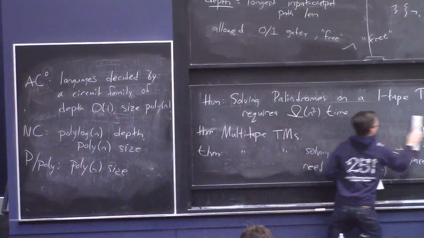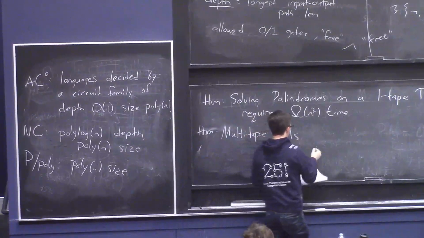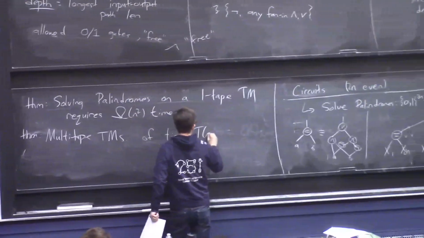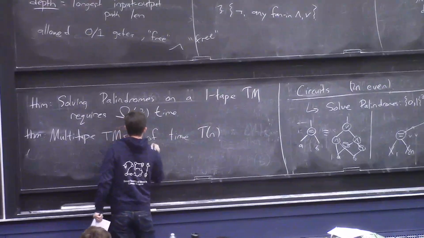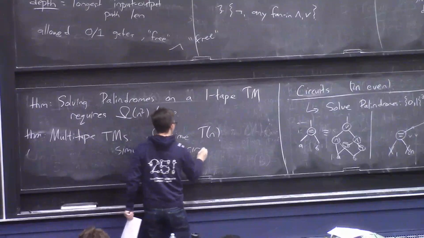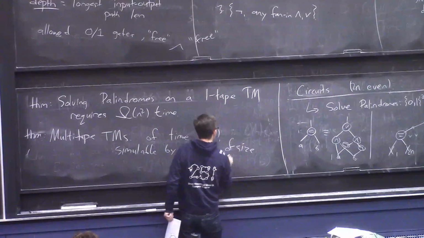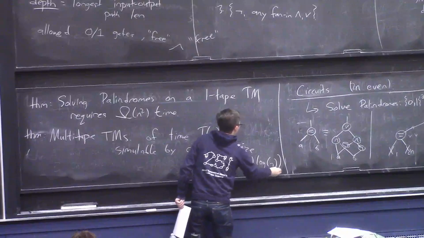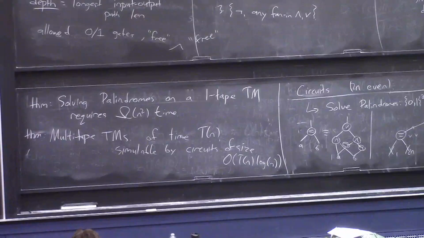Any multi-tape Turing machine that solves a problem in time T(n) is simulable by circuits of size roughly T(n). It's order T(n) log T(n). I think I mentioned this actually. And this is why there's sort of an analogy between circuit size and algorithmic time.